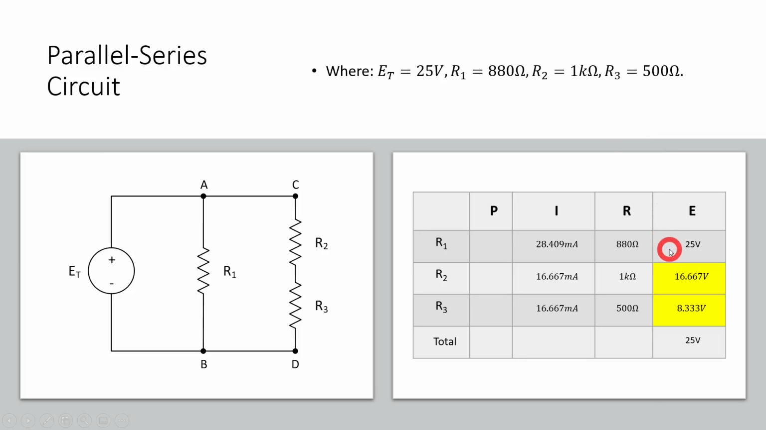Notice now, because we're dealing with combination circuits, we can't add up all these numbers and come up with 25 volts. This one is a cross source voltage, so it is 25 volts. These two should add up to 25 volts, but we can't add every line here anymore because we don't have a simple series circuit to be able to do that.